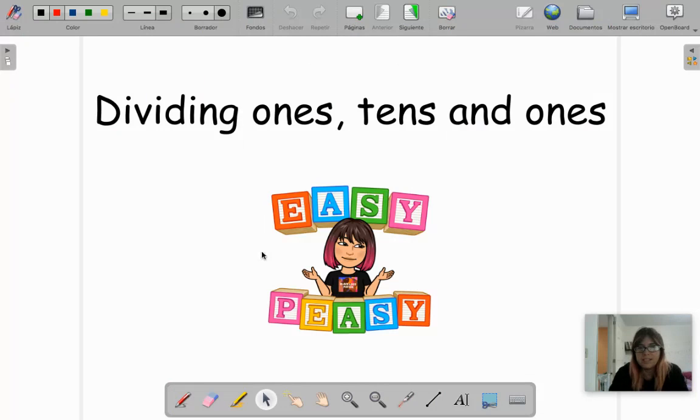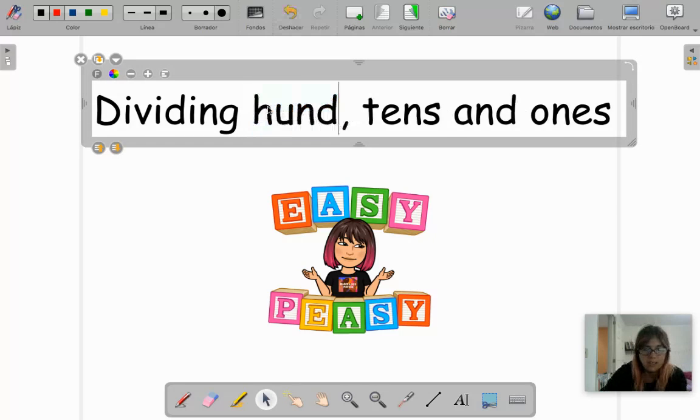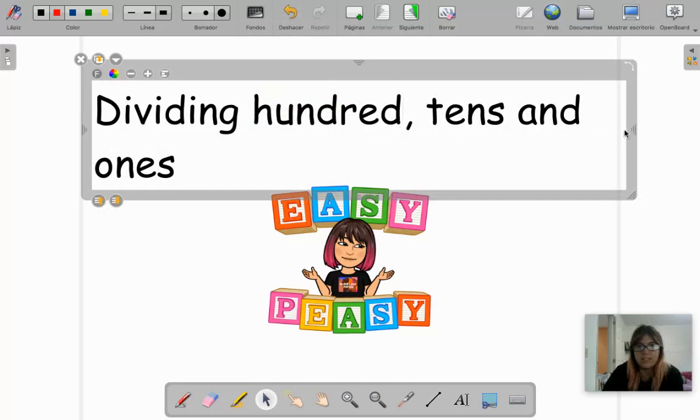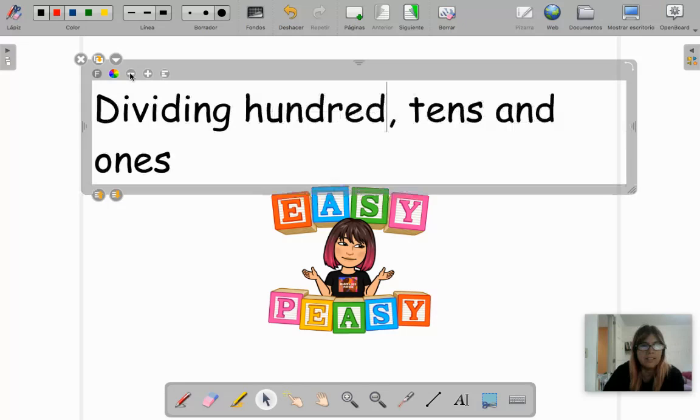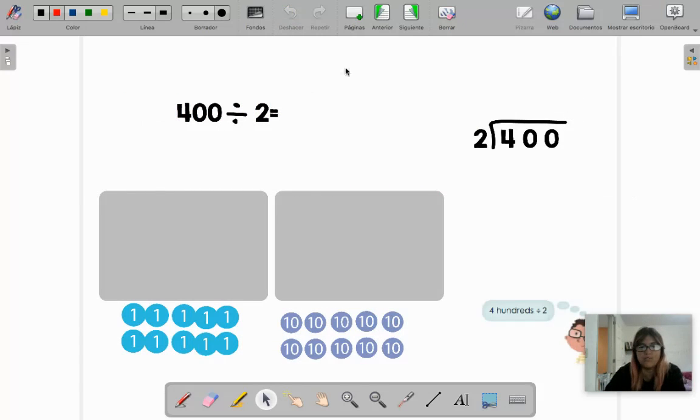Dividing ones, tens, you see? Here is hundreds. Hundreds, tens, and ones. Okay, so let's go to the first practice. Now I have 400 divided by 2.